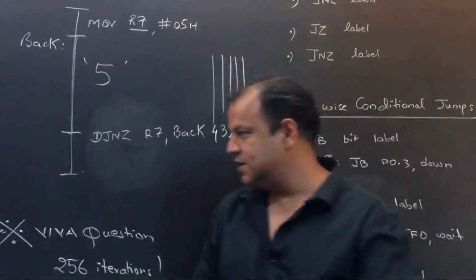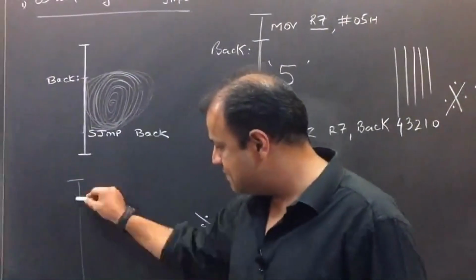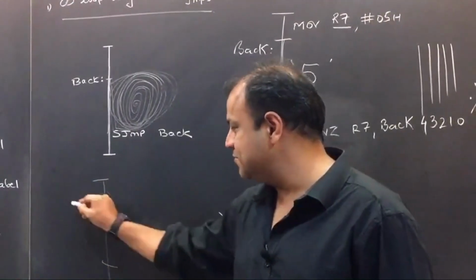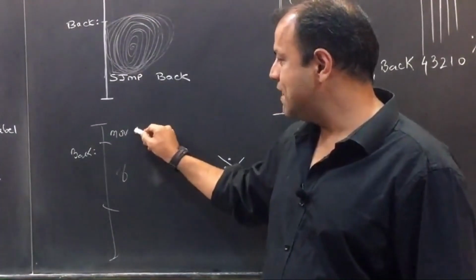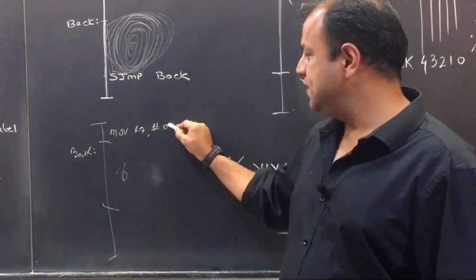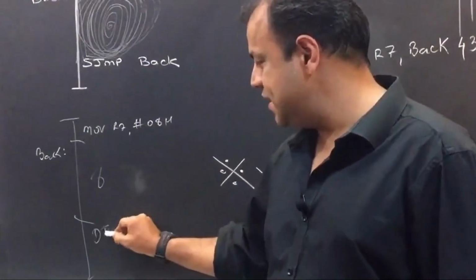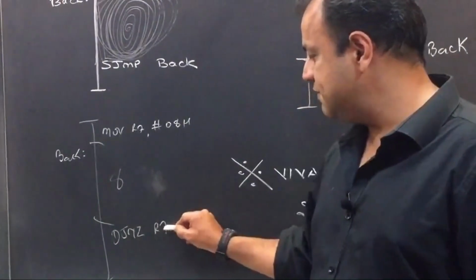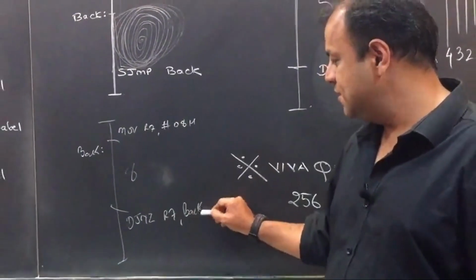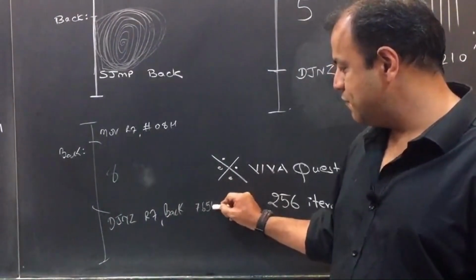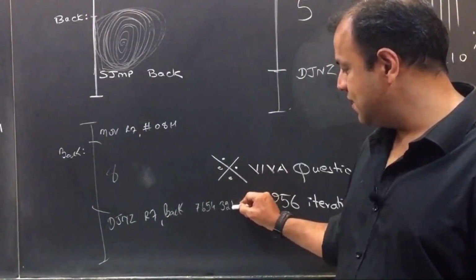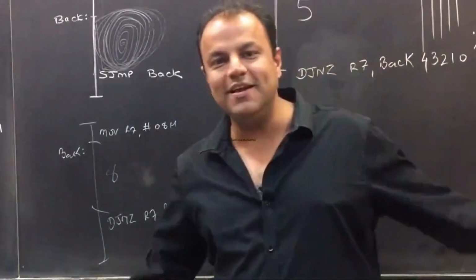Let's take one more example. Suppose this is a program. I want to do this section 8 times. I've put a label by the name back. What will you do? MOV R7, #08H, then DJNZ R7, back. Show me what will happen. First iteration count will become 7, 6, 5, 4, 3, 2, 1, 0. The loop breaks. Exactly 8 iterations.